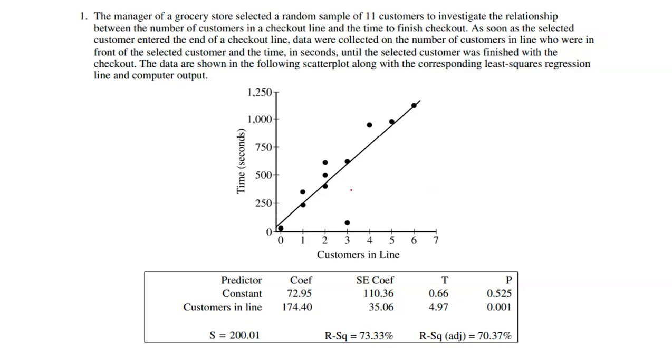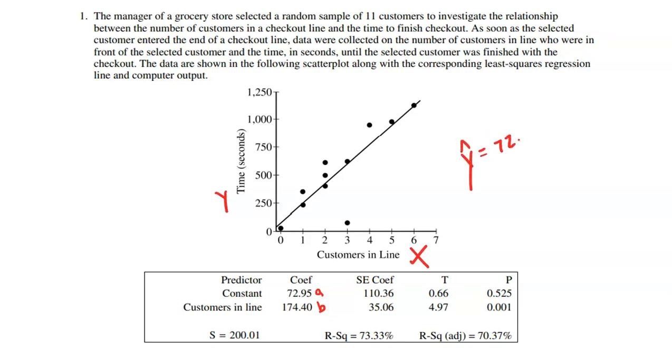All right, so let's just dive right into everything we know. We know the X variable is the customers in line. The Y variable is the time it takes to finish checking out in seconds. Now down here, there's a lot of great information, so let's just talk about it. The first column goes in alphabetical order, A and then B. A is your y-intercept, B is the slope, so I can actually write the regression equation here.